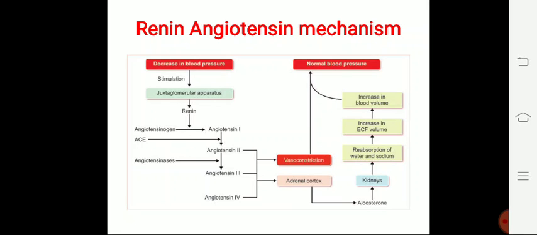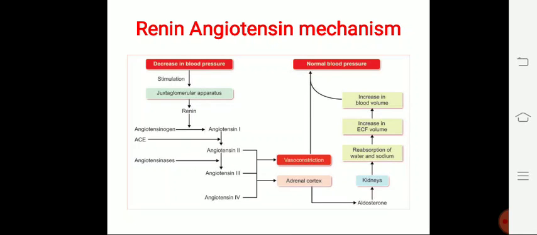When we see the whole indirect mechanism, when there is a decrease in the blood pressure, there is stimulation of the juxtaglomerular apparatus, which secretes the renin. The renin converts the angiotensinogen in the liver into the angiotensin 1. Angiotensin 1 then, in the lung, due to the presence of the angiotensin converting enzyme, is converted into the angiotensin 2. Then angiotensin 2, in the presence of the angiotensinase, is converted into angiotensin 3 and 4.